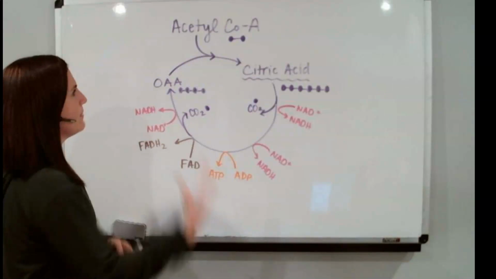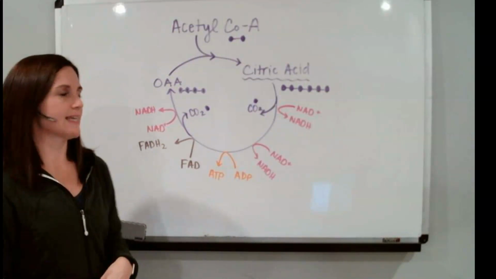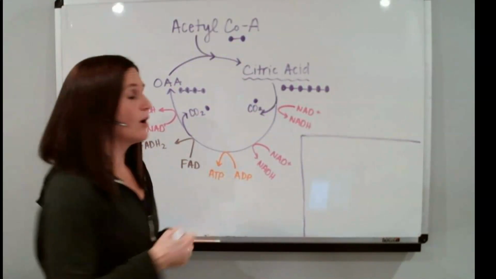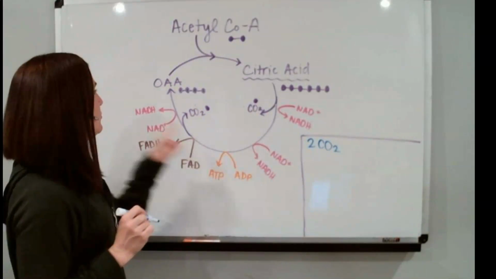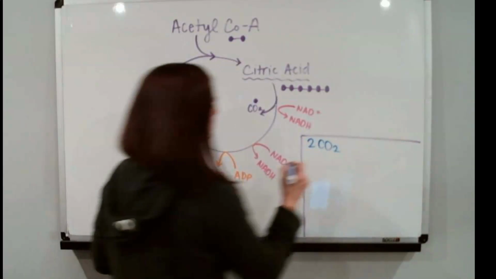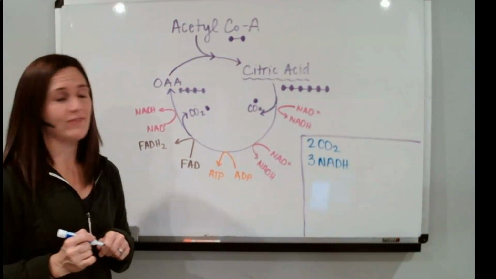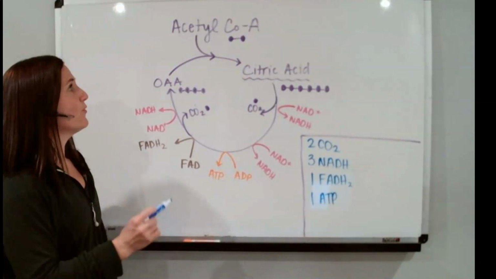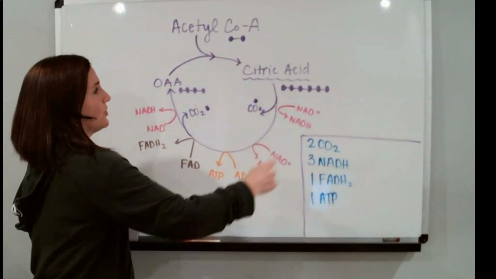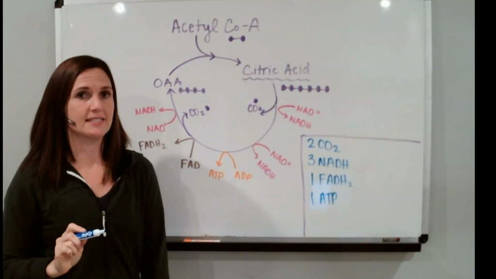So after all of this, let's do our totals. So what do we make in the citric acid cycle? Well, we make 2 carbon dioxide. 1, 2. We make 1, 2, 3 NADHs. We make 1 FADH2. And we make 1 ATP. This is for 1 turn of the citric acid cycle.